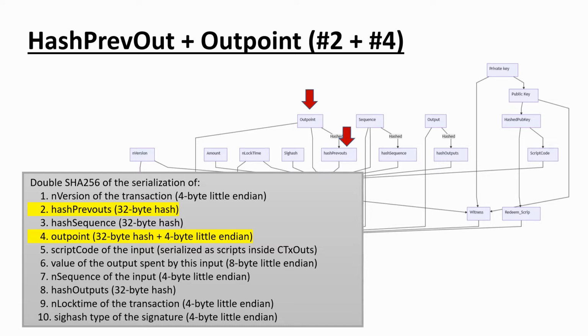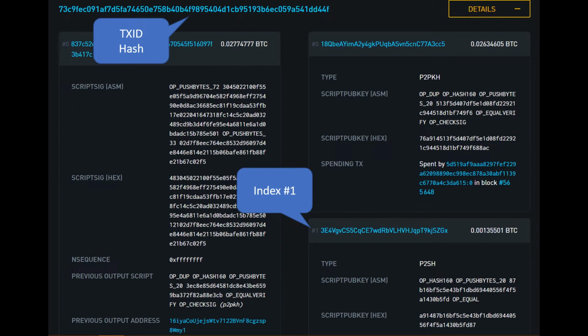Items 2 and 4 are both related. The hash previous output, which is item number 2, is basically the result of the double SHA-256 over the outpoint, which is item number 4. Now, what is the outpoint? The outpoint is the origin of the coins that I am about to spend.